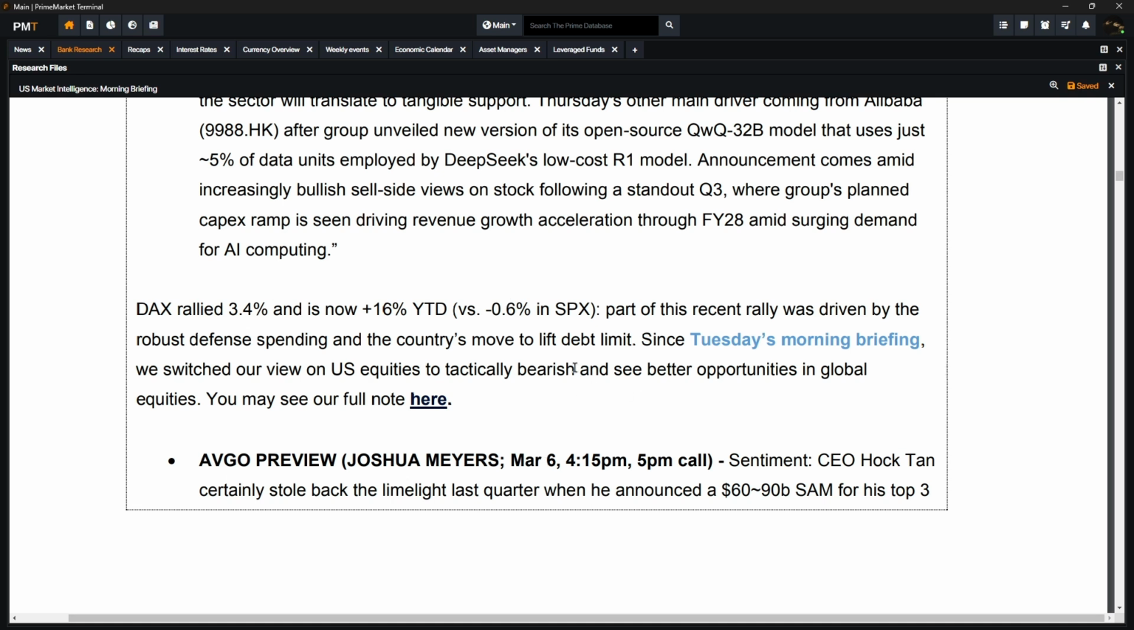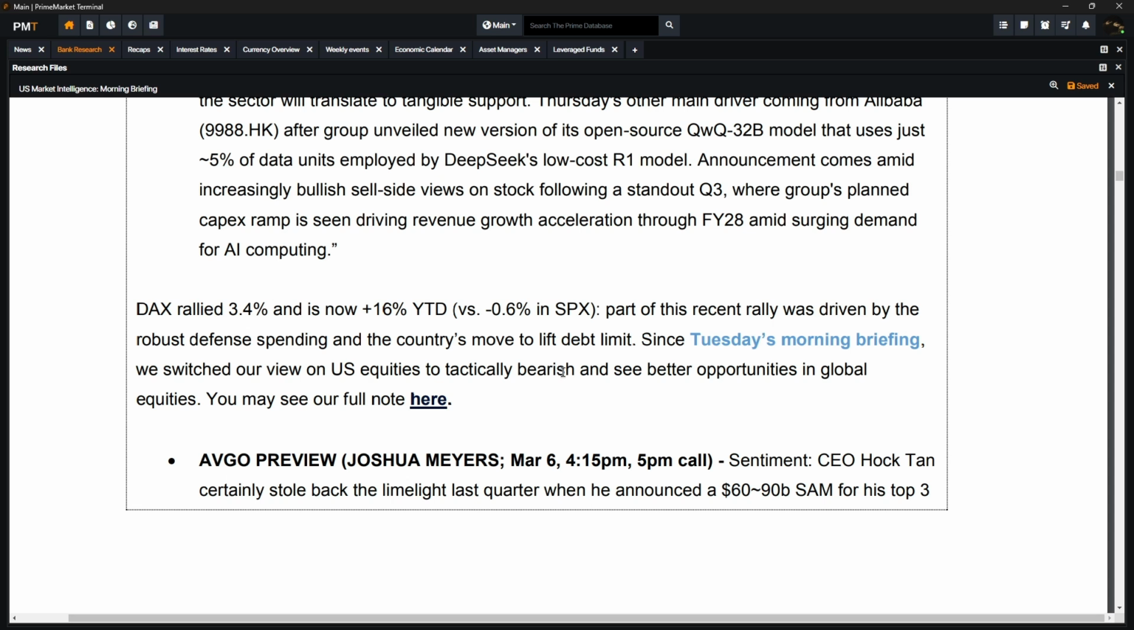If these guys are turning tactically bearish on US equities and they are bullish on the DAX, you as a retail trader need to ask yourself, why are they bearish and why are they bullish, right? And then you can look for reasons and you can look for setups. Now, these guys are investors, they're long-term traders, but you can still benefit from something like this.